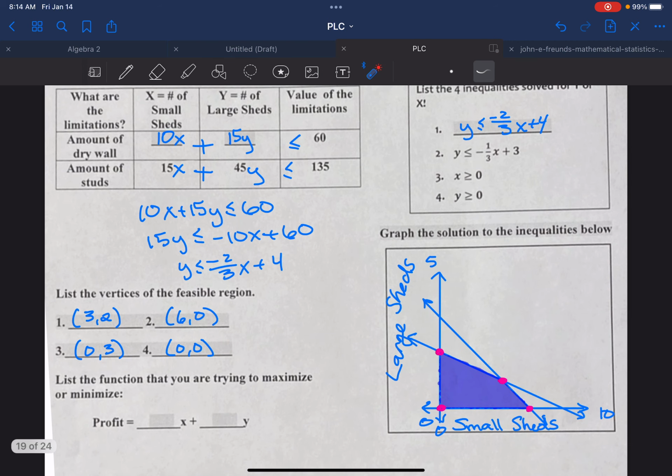Maybe that's that option. Here is, what if Bob decides only to build large sheds? What if Bob decides only to build small sheds? Because 0, 6 is maximizing small sheds while having 0 large sheds. Or what if he decides to split his time and do both?